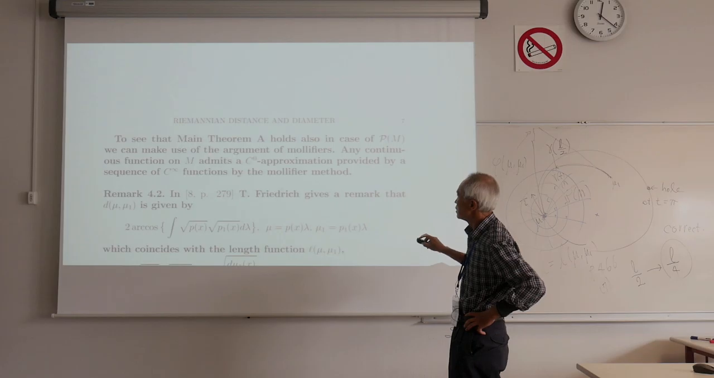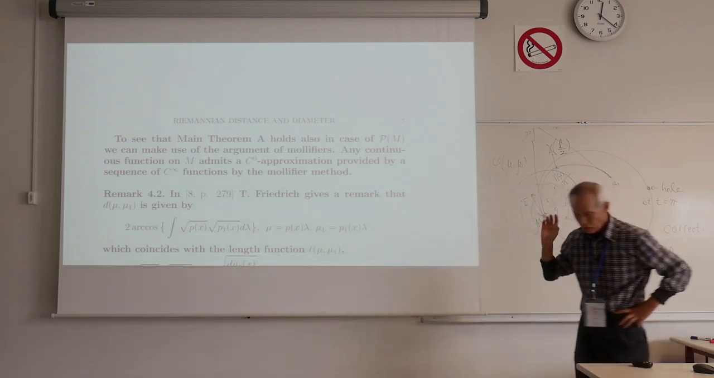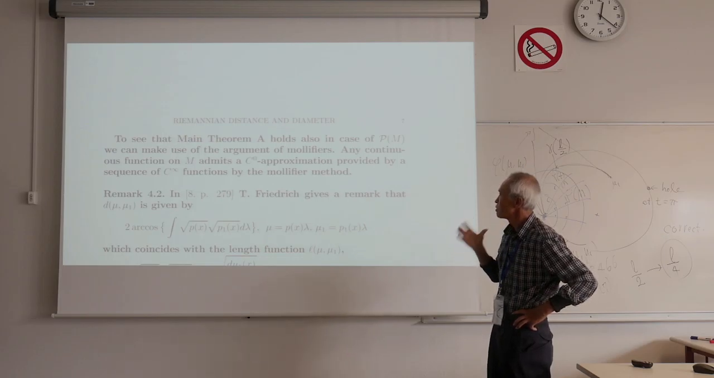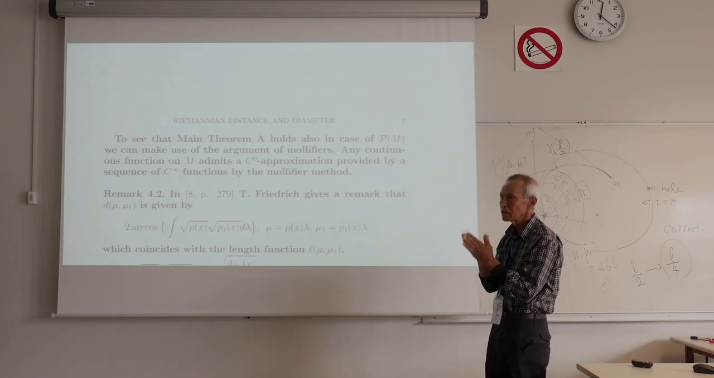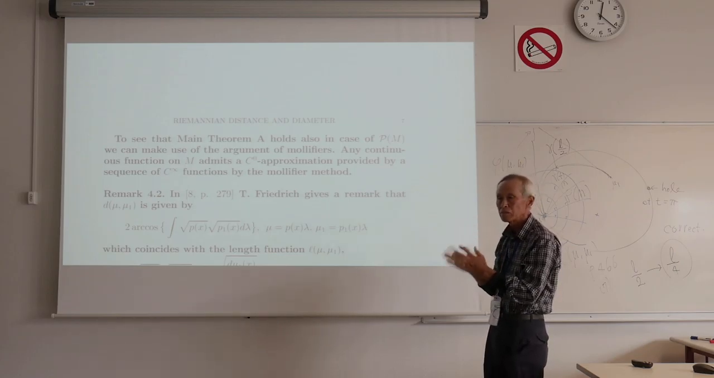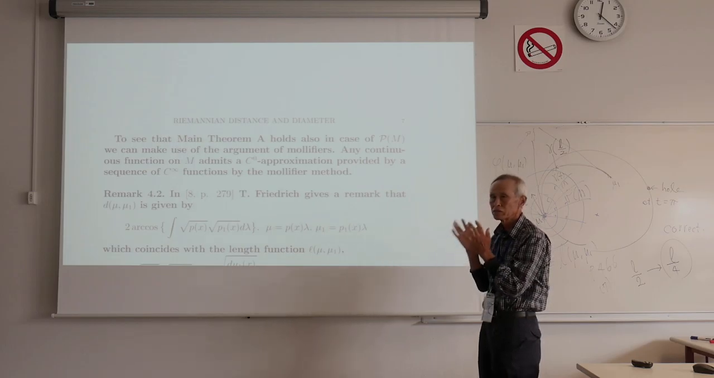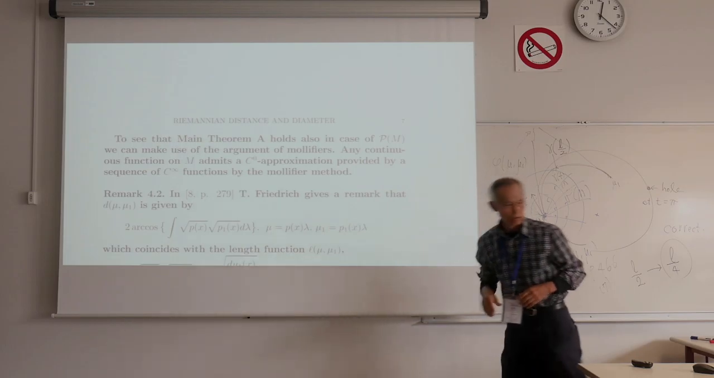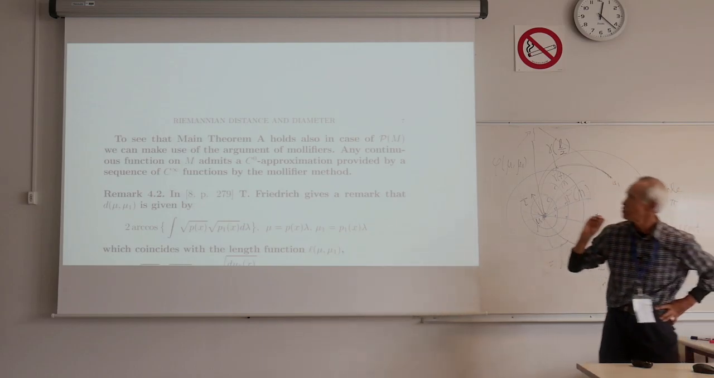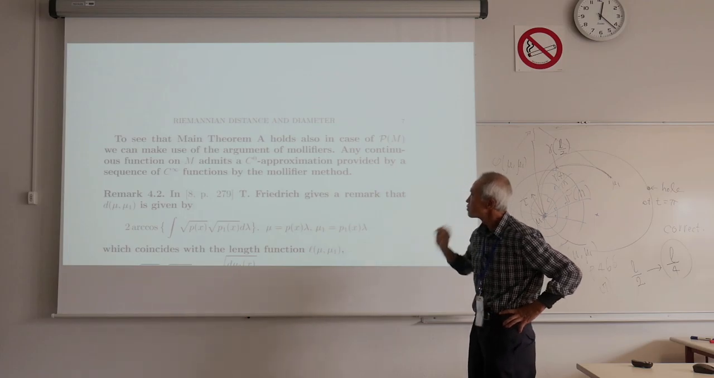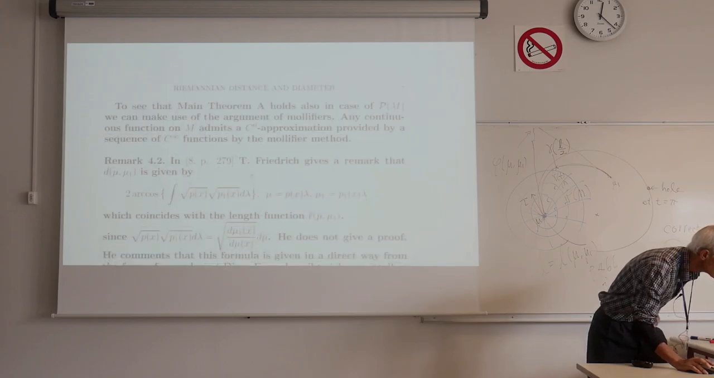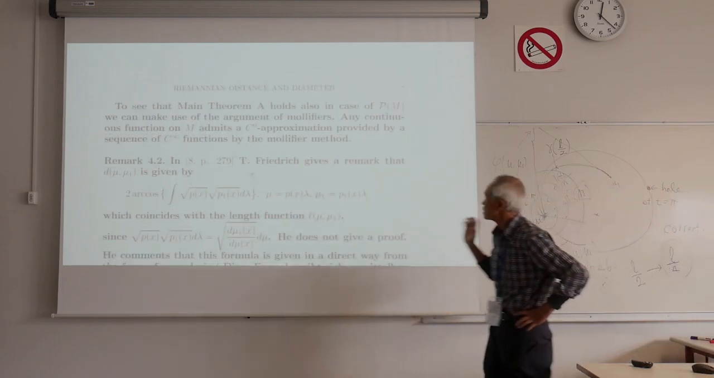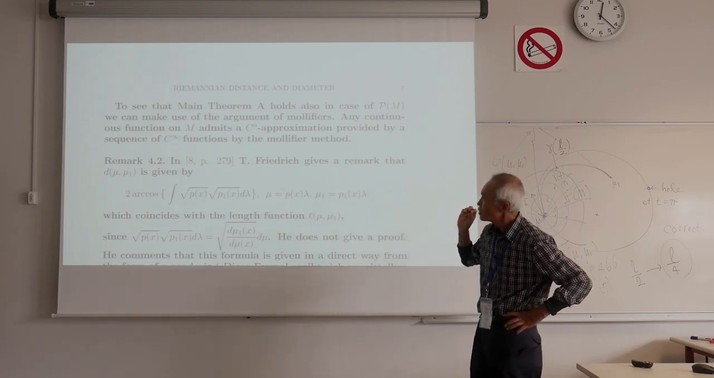So we can obtain theorem A, but in the case of a smooth density. But in our case, the space of probability measures with continuous functions, we can apply the mollifier. Any continuous function can be approximated by a sequence of smooth functions. So we can apply that, and we can get the main theorem, okay?